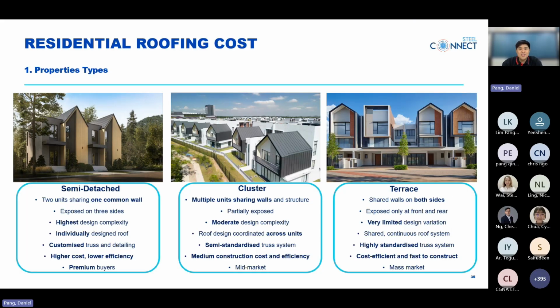Roofing cost is not the same for every house type. As you can see here, in residential development, there are 3 common landed property types that clearly show how roof design, cater and cost differ.